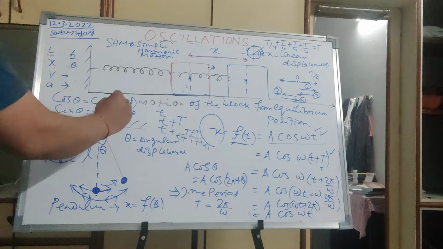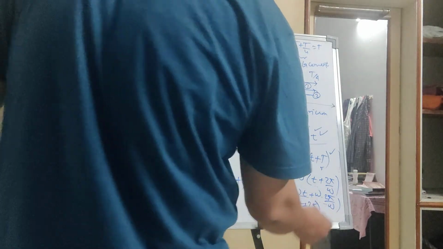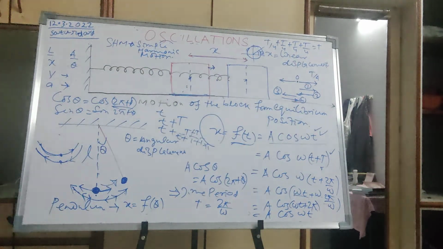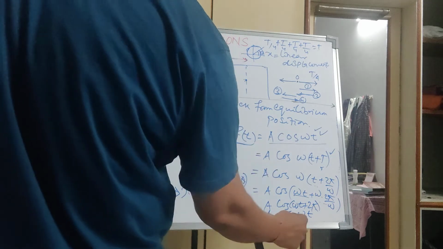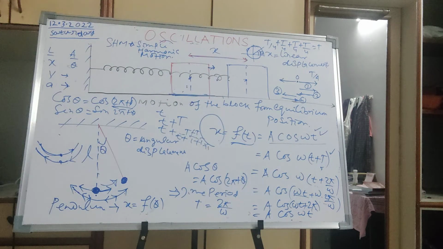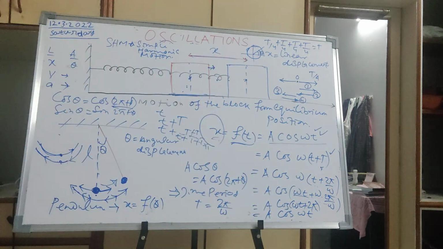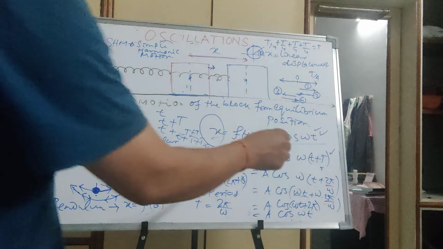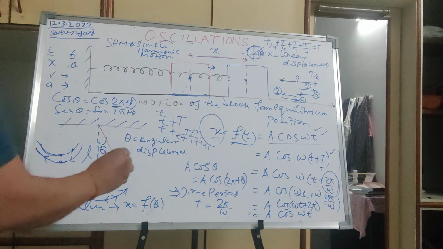So if you add 2 pi to any sine or cos, it will remain the same value. That is the reason we add 2 pi here. We have seen that 2 pi by omega into omega is 2 pi. So x will again become a cos omega t, right? After a time period T, the displacement value will remain the same, which we proved to be 2 pi by omega. So we have proven that the time period is 2 pi by omega.